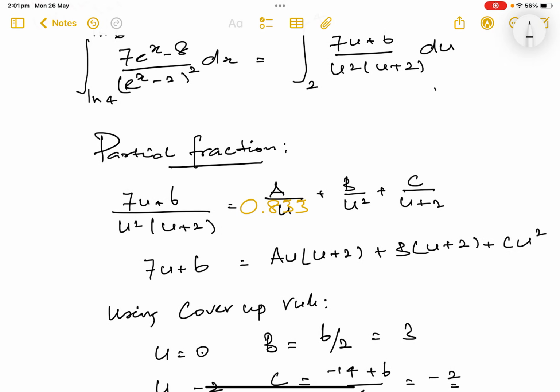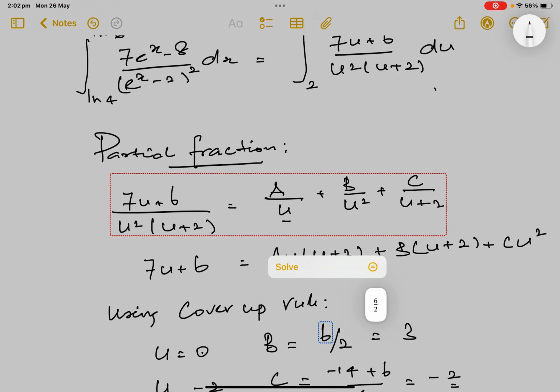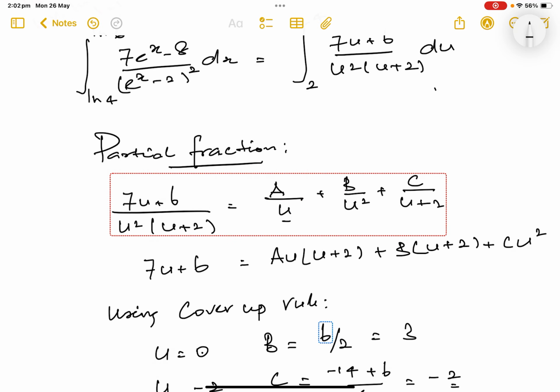So partial fraction on the left-hand side is whatever the function in the integration, (7u + 6) divided by u squared times (u + 2). Then if you write that partial fraction, we have u squared. So first order function or second order function, we need to split into first order in the order. How do you do it? A over u and B over u squared.